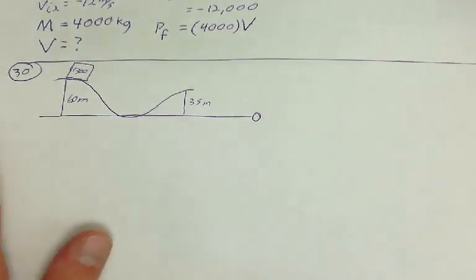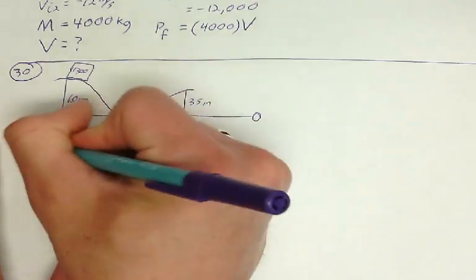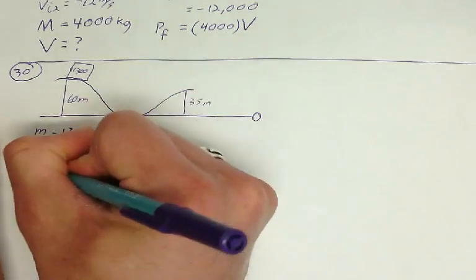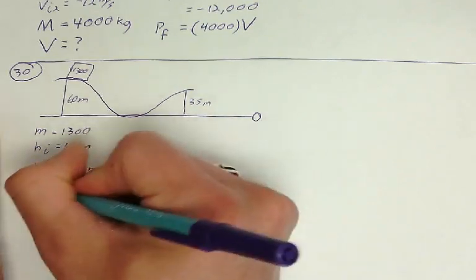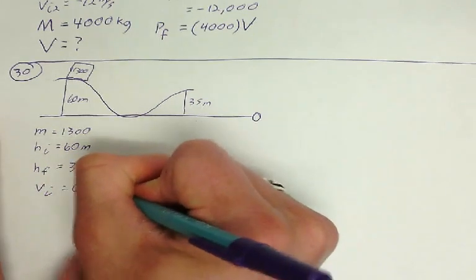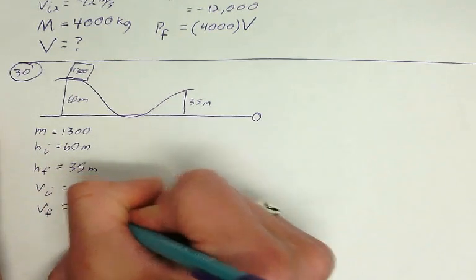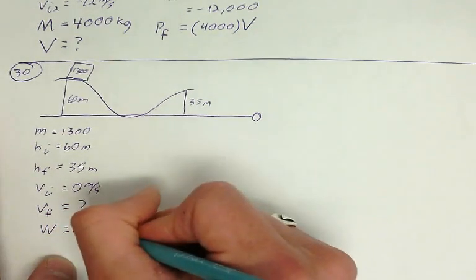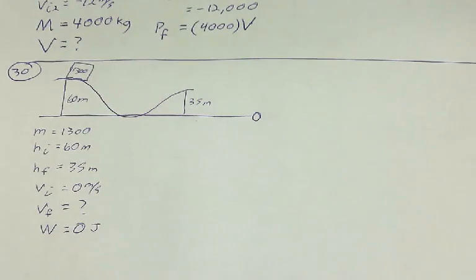Okay, so now we do our knowns and unknowns. So the mass of the roller coaster is 1,300. The height at the beginning is 60 meters. The height at the end is 35 meters. It said it started from rest, so the initial velocity is 0. The final velocity is how fast it's going at the end, which we don't know. And it said there's no friction, so the work is 0. So there's my knowns and unknowns.